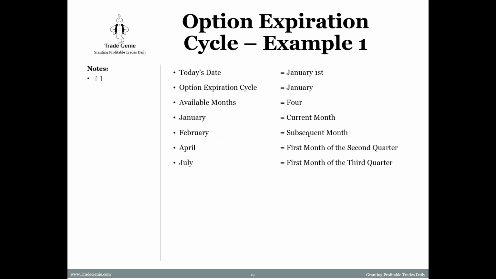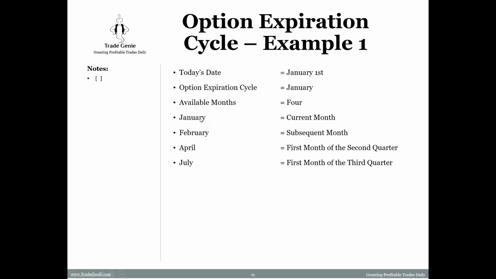So now let me explain how the option expiration cycle works. Let's say today's date is January 1st. Whatever the stock is, ABC, XYZ, it is assigned to the January cycle.